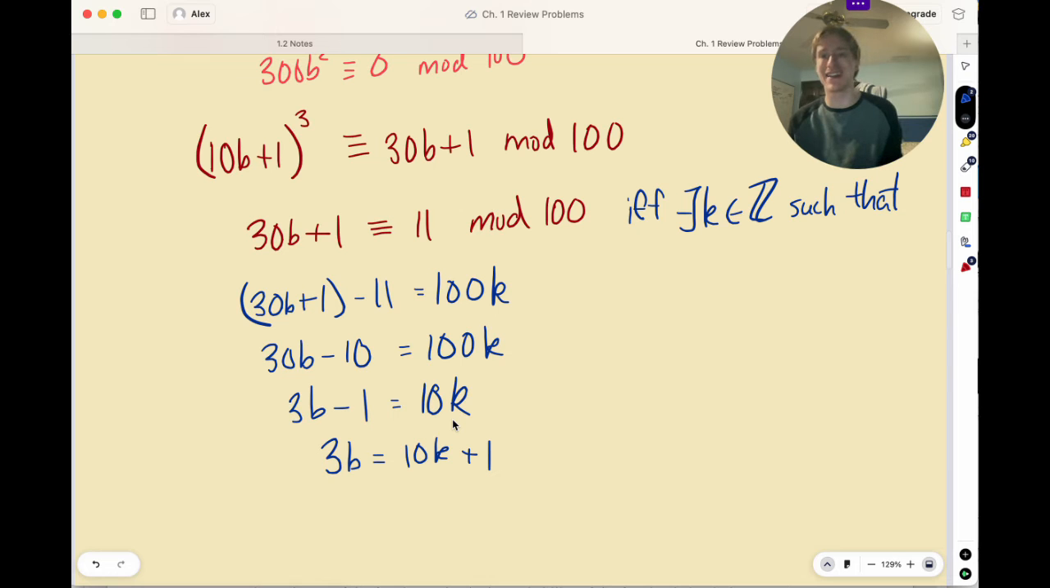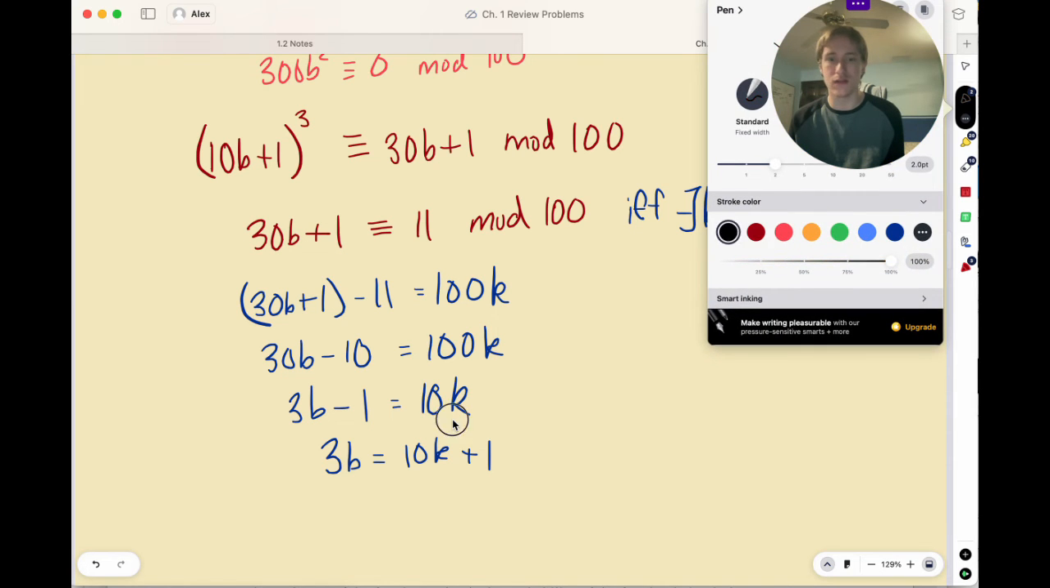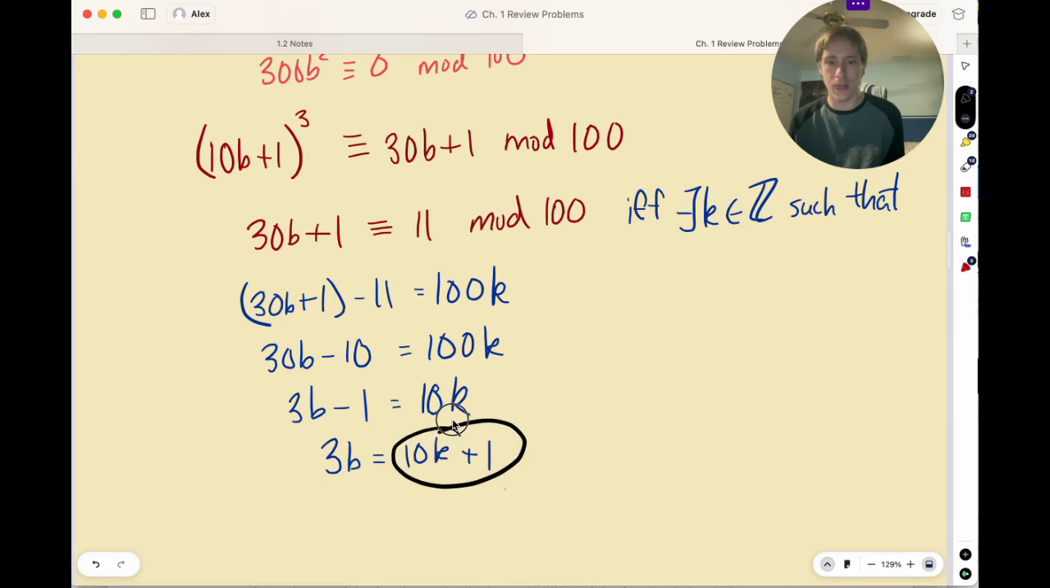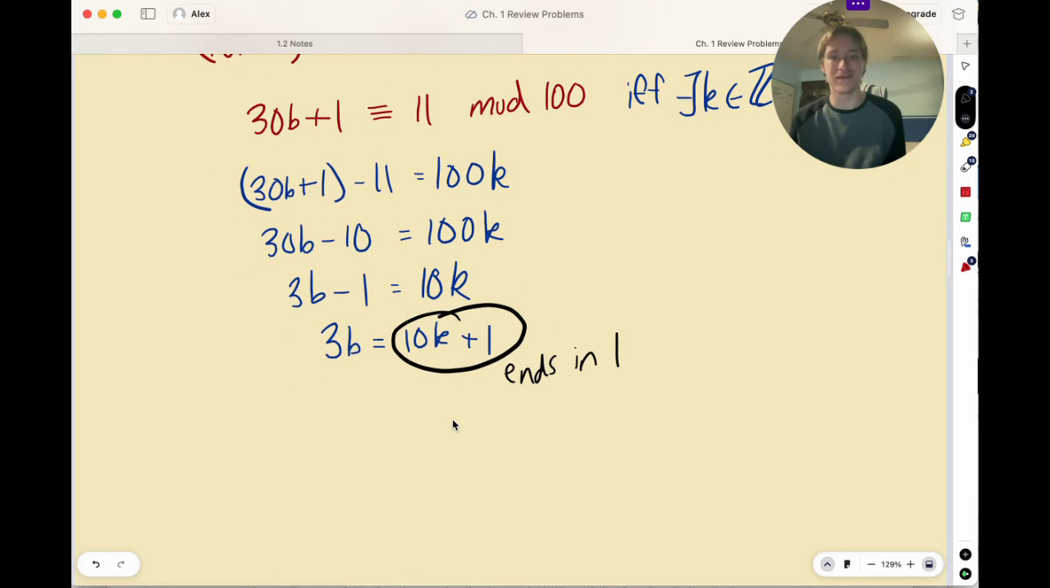Okay, why is that significant? There is only one value of b that could possibly make this work, because this side, the right-hand side, ends in 1. And there's only one multiple of 3 between 0 and 9 that also ends in 1.